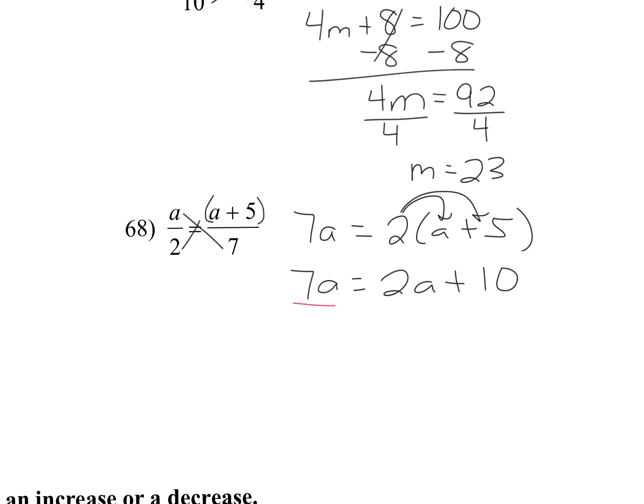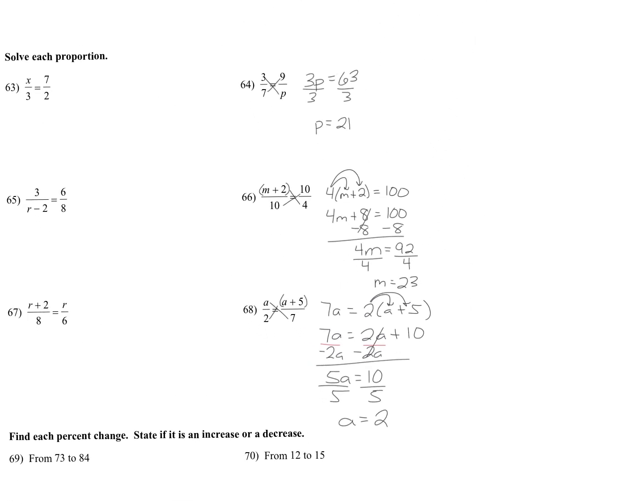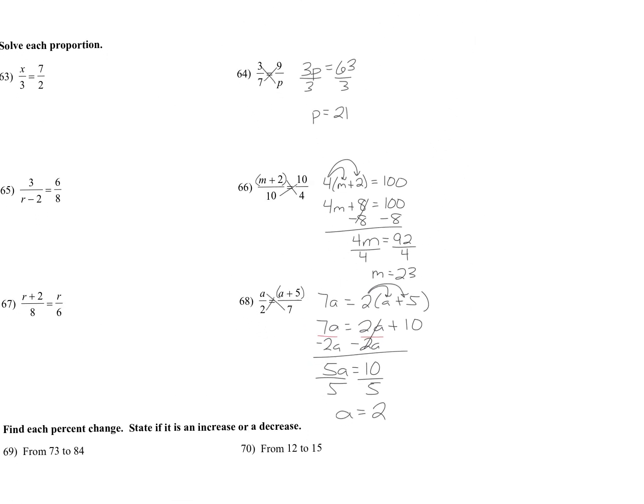Panic, we have a's on both sides. What do I gotta do? I gotta get them all on one side, so I'm gonna subtract 2a. So I have 5a equals 10. Last step, divide by 5. A equals 2. Any questions with solving proportions? Just remember, cross multiply. And if you have a quantity, make sure it stays in parentheses. And then you got to distribute.